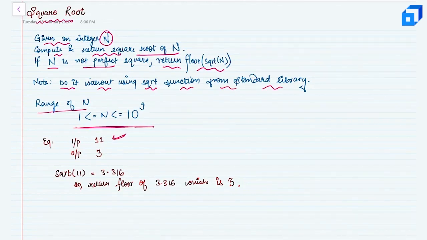Let's say the input is 11, so the output is 3. How? Because the square root of 11 is 3.316. Therefore, we'll take the floor of it, so we'll get 3 as the answer. Let's see how this problem can be approached.